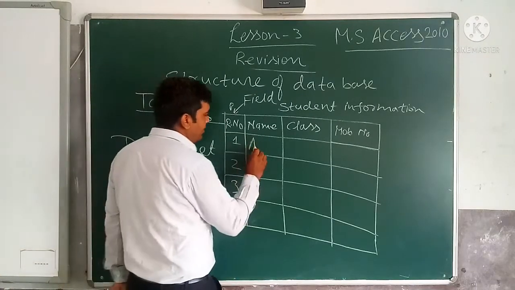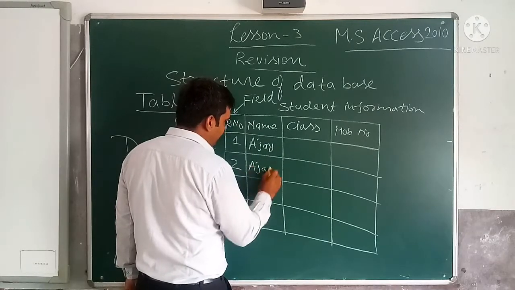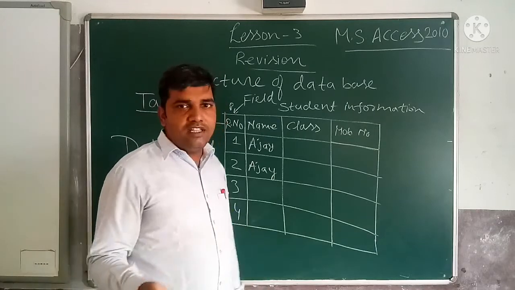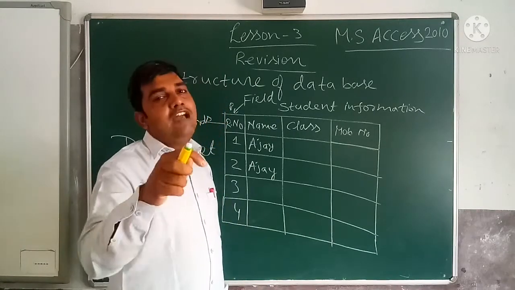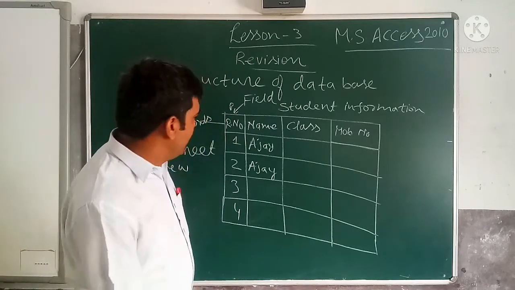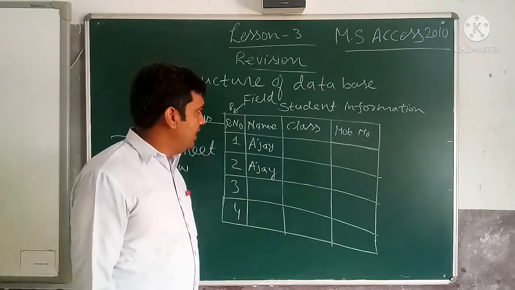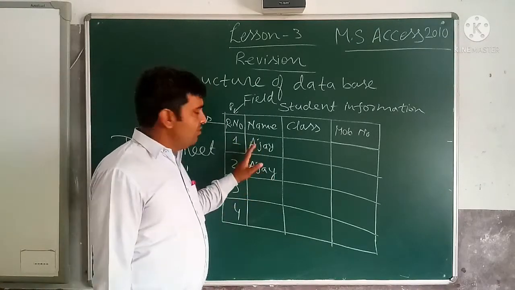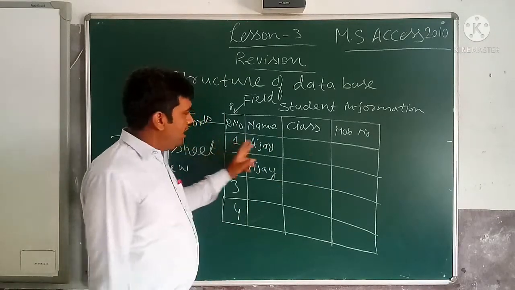If you write the first name Ajay, maybe the second name also Ajay. No problem. In the class you have noticed that there are two or more students having the same name, but they have different roll numbers. So how are they identified? With different roll numbers, they are identified in the class also. Like this, we enter the data in the respective records.